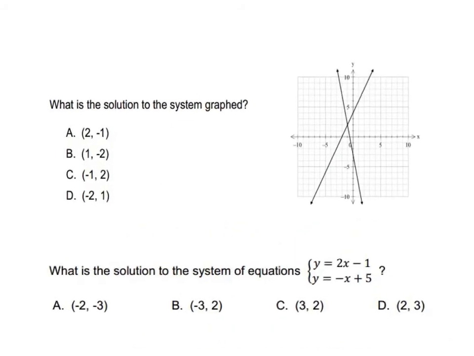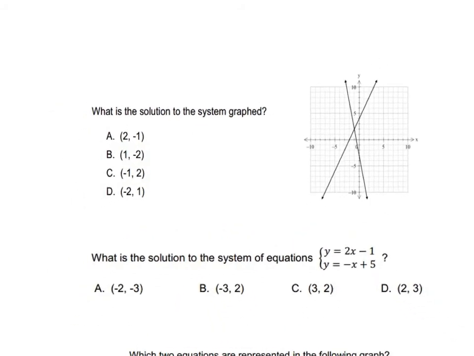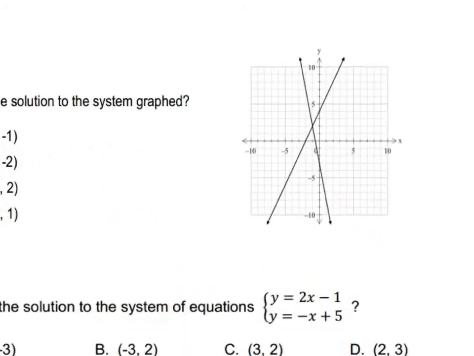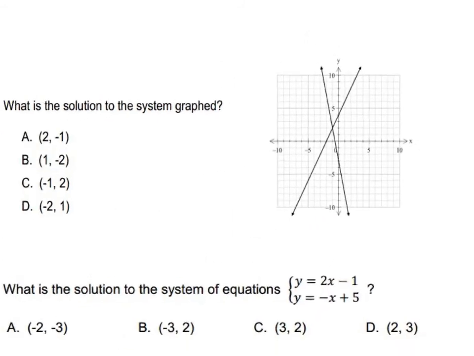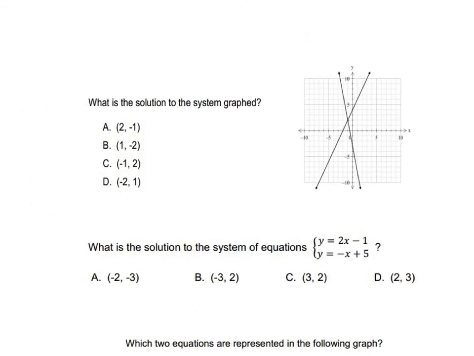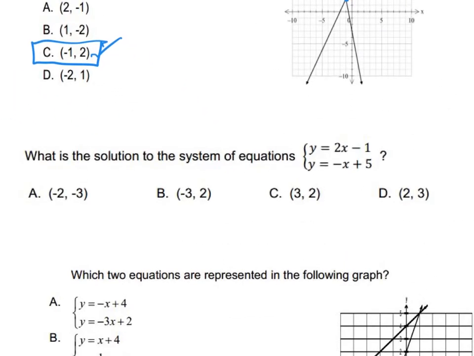What is the solution to the systems graphed? Well, if we look at these two systems, it looks like they graphed them for us. So all we have to do is find the point where they intersect. It looks like negative 1, positive 2. Negative 1, positive 2. Bam, there's our answer. Done.